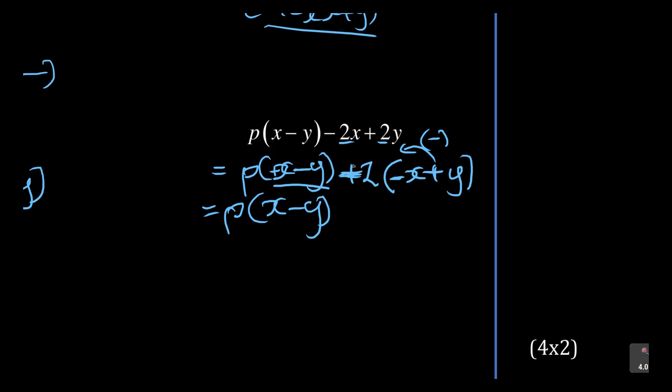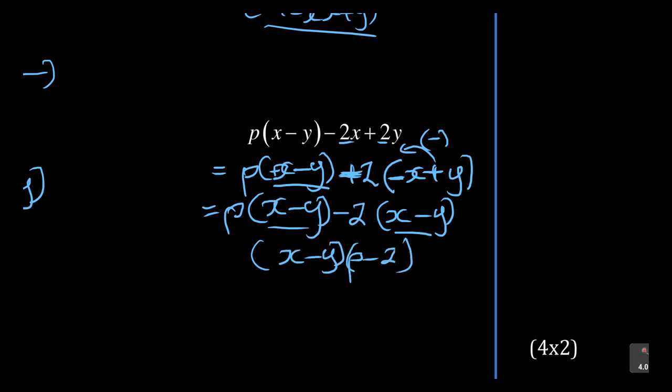Now from plus 2, it becomes what? Minus 2. And then I write it now as x minus y. So inside, you also interchange. If it was negative, it becomes positive. If it was positive, now it becomes negative. That's how this thing matches now. So now you have your x minus y, and then you've got your p minus 2. That is a concept that you can use on that. Very good. Are you fine there?